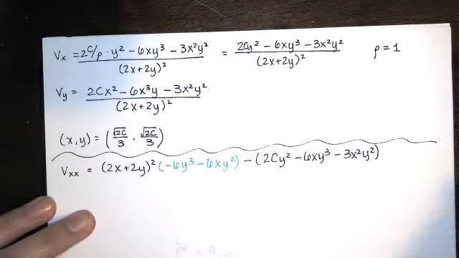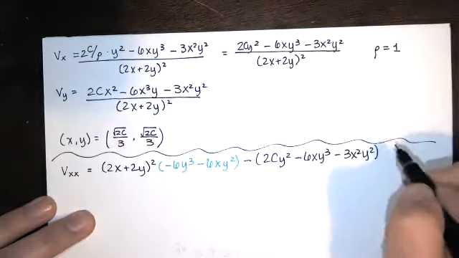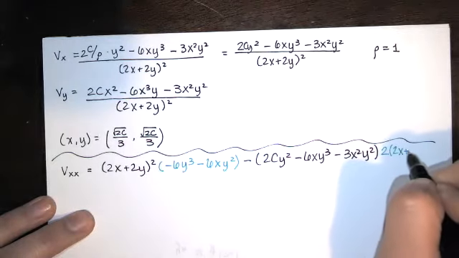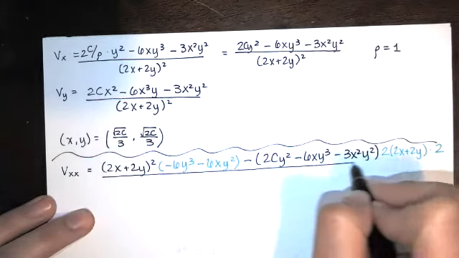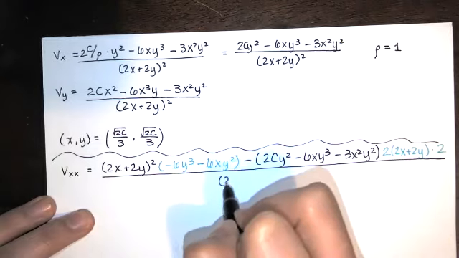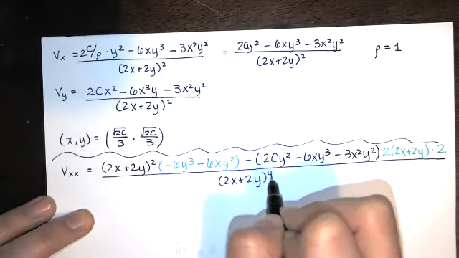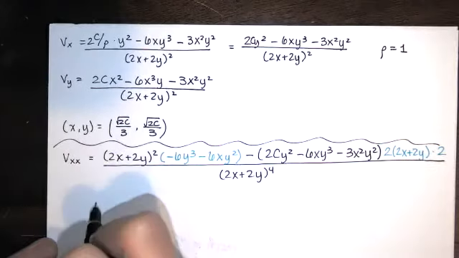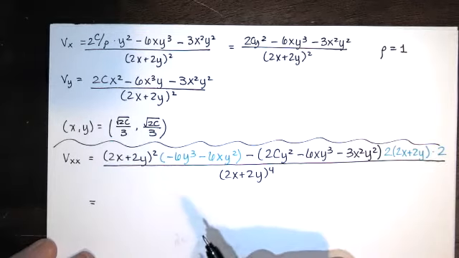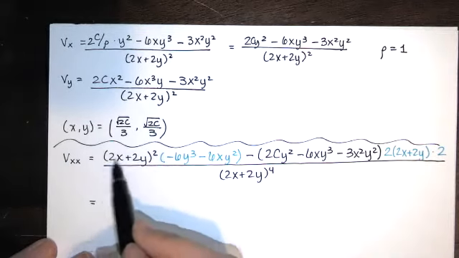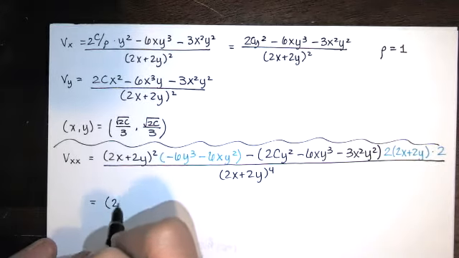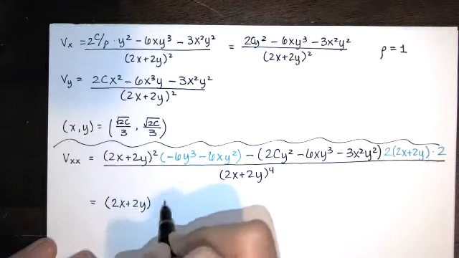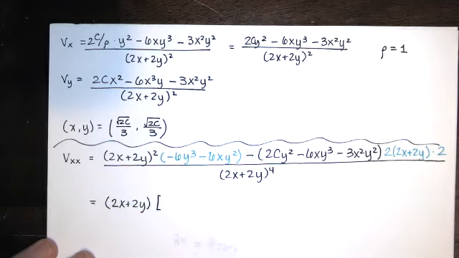d low. With respect to x, I have to use the chain rule. We'll have 2 times that inside function times the derivative of the inside with respect to x, which just gives me an extra 2. All over the bottom function squared. All right. And if we factor out that 2x plus 2y that we've got here and here, this is what we're left with.